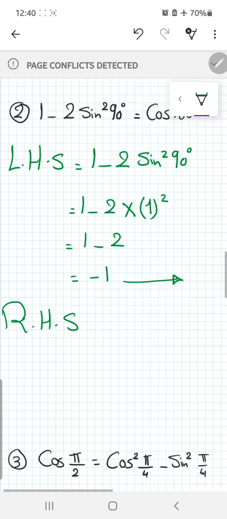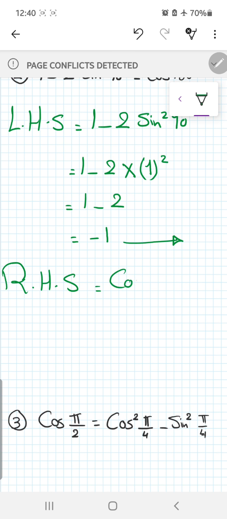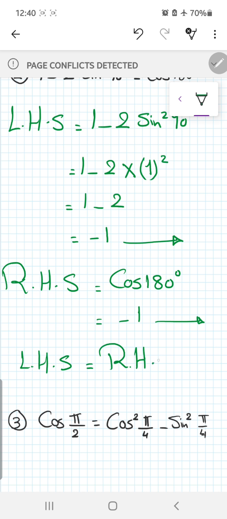Right hand side: cosine 180 equals negative 1. So the left hand side equals the right hand side.